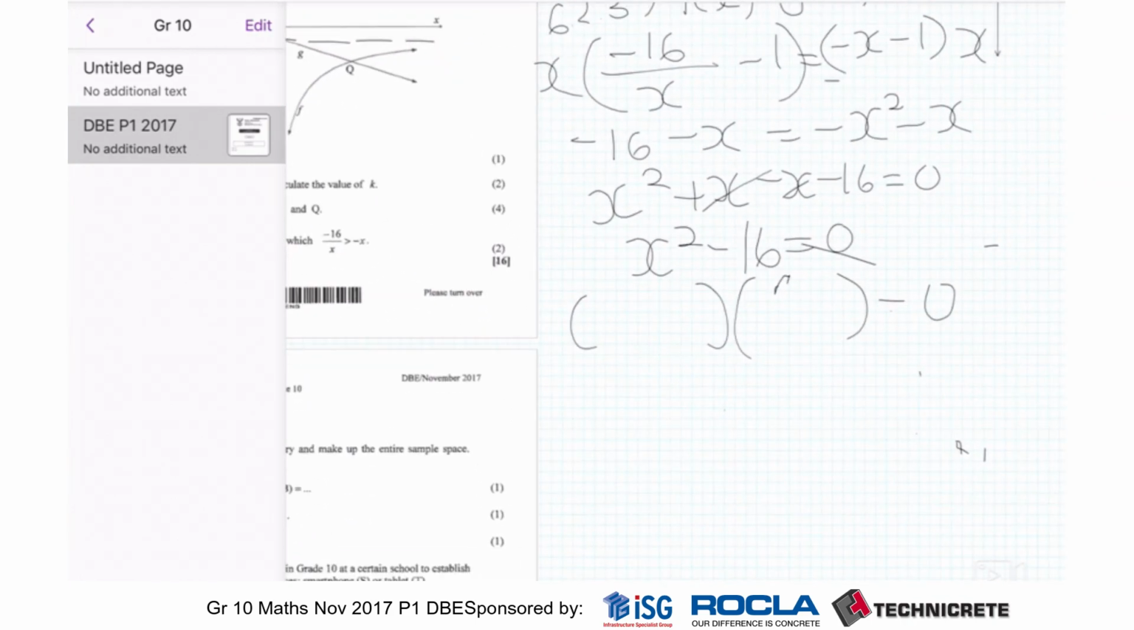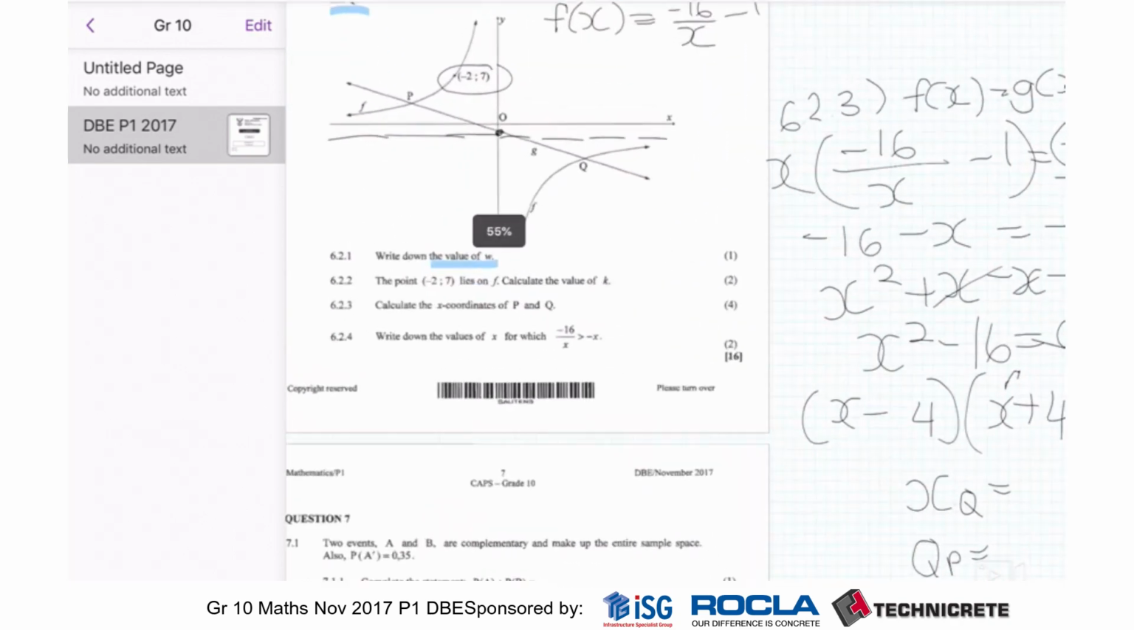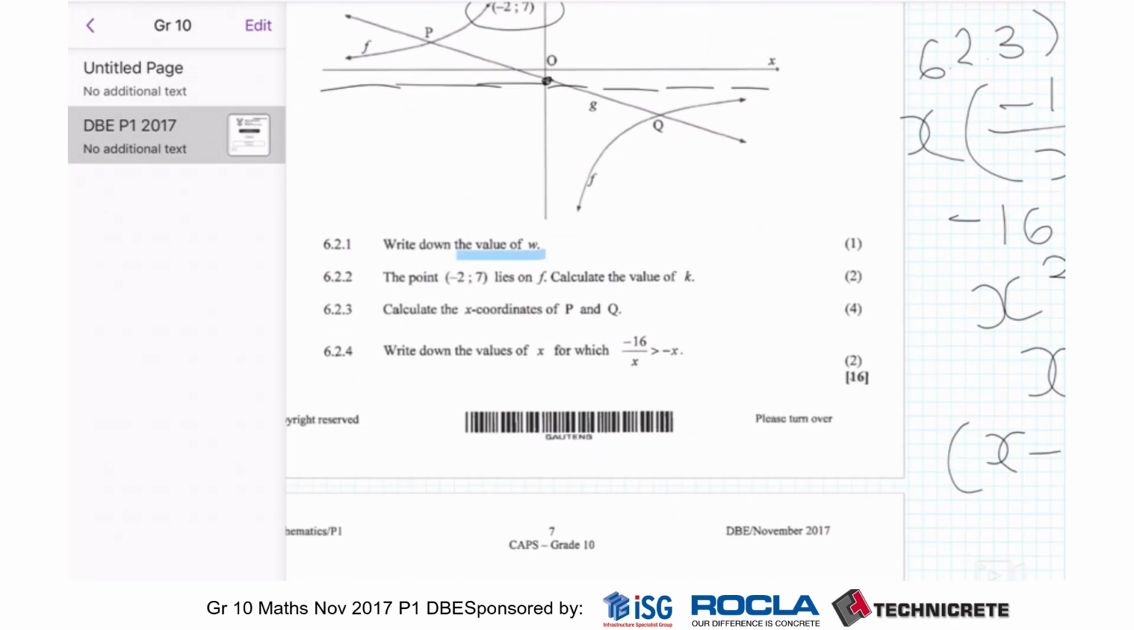This is a difference of squares. When I have that, what do I do now? I've got x minus 4 and x plus 4. So therefore the points of Q and P, we've got to take a look now at which is a negative and which is a positive. So Q is positive 4 and P is going to be negative 4, taking a look at where they are located. Okay.